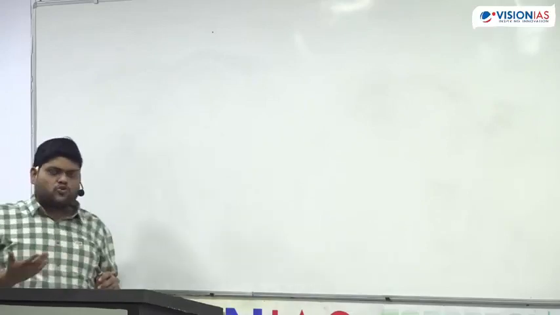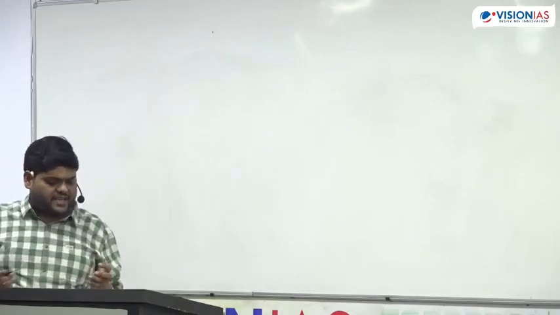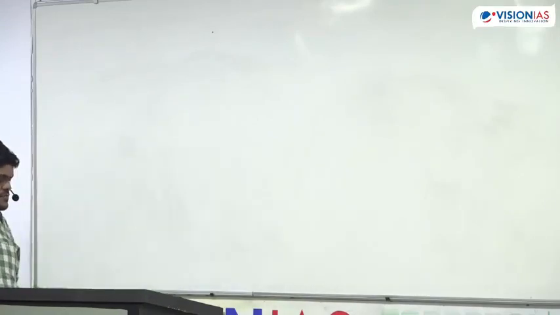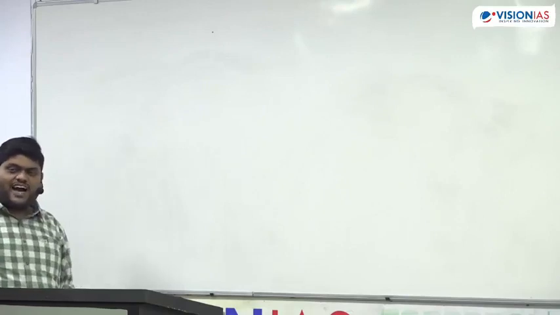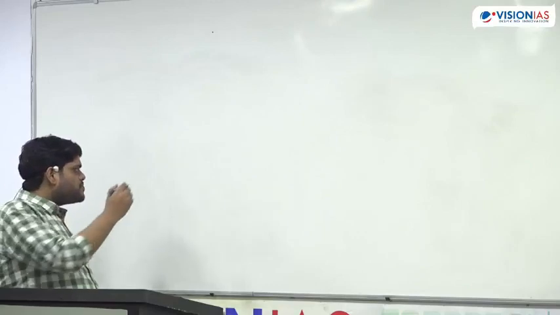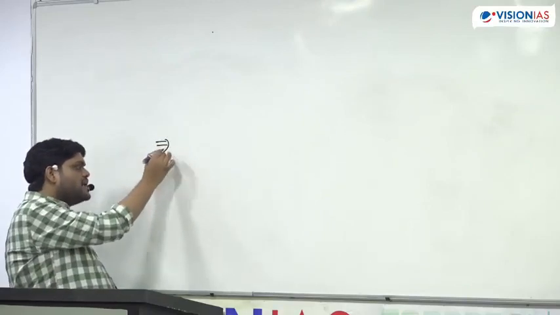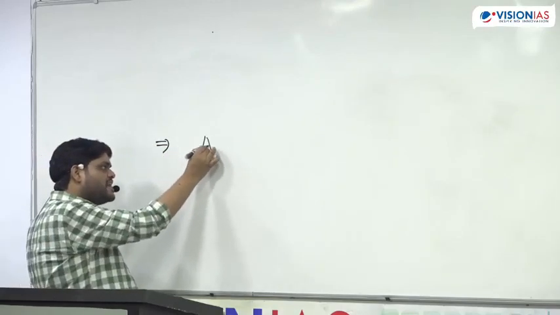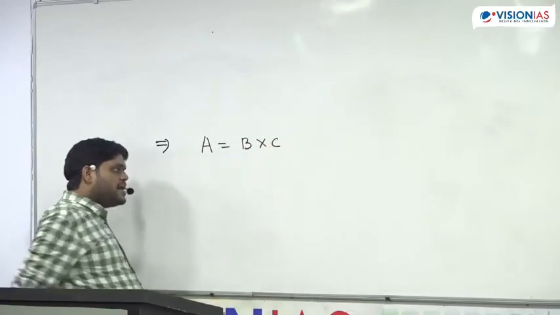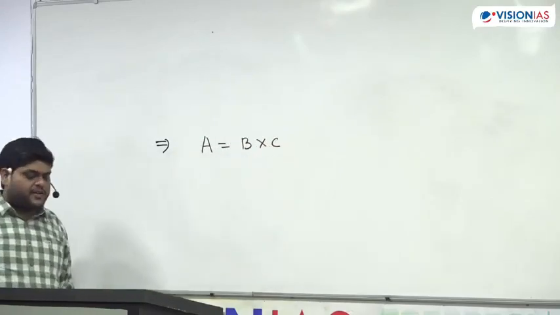So we have done 2-3 successive increment or decrement cases. Now the question is where we have to apply this successive increment or decrement concept. See here. Suppose any number is given as A is equal to B into C.